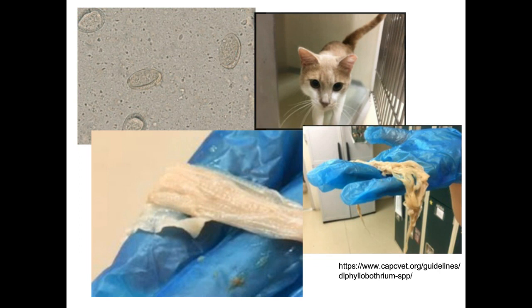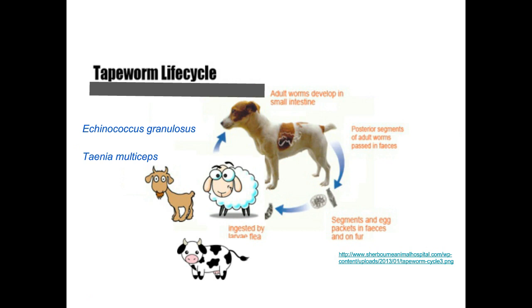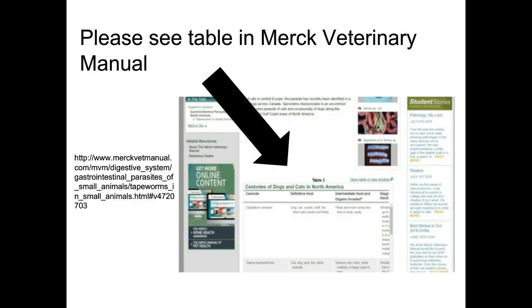And then, of course, you have some other tapeworms that go through larger animals, so some of your food animals. All of the cestodes, which is tapeworm, are explained in the Merck Veterinary Manual. You can go to this website, or you can just Google Merck Veterinary Manual cestode chart, and that'll have everything you need to know about all of those tapeworms that we talked about.